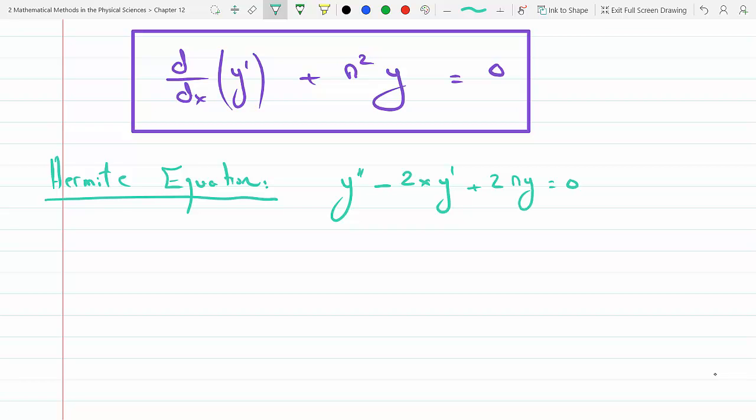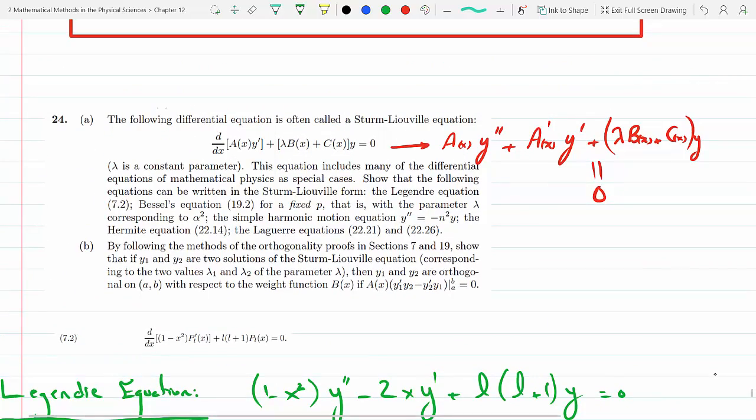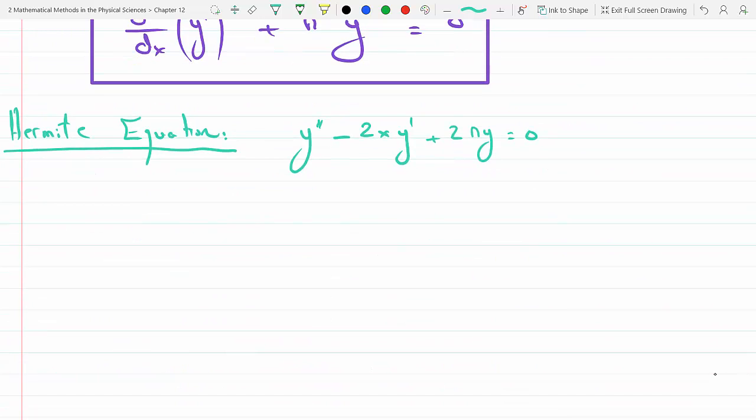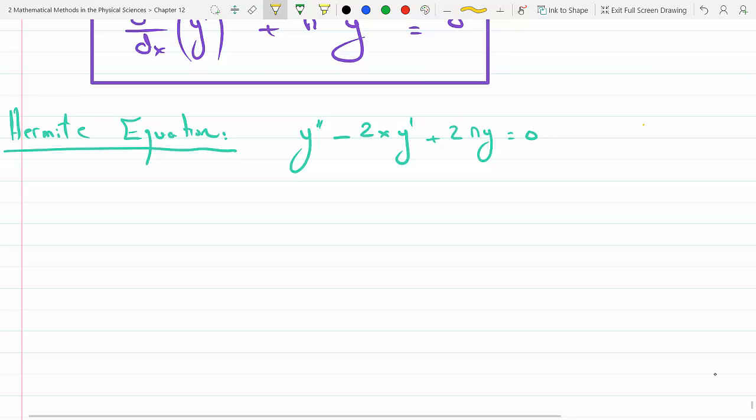The reason being is because if I compare this to my red equation, I might naively think that the coefficient of y double prime is a of x. So if I were to do this the wrong way, the coefficient of y double prime is ax, so ax would be 1, which would make a prime of x to be 0, right? But the a prime of x is supposed to be the coefficient of y prime, which is minus 2x, so clearly this is not true, so I can't do that.